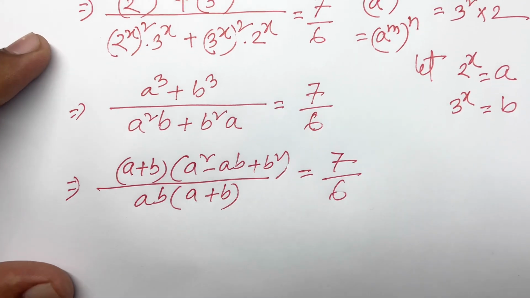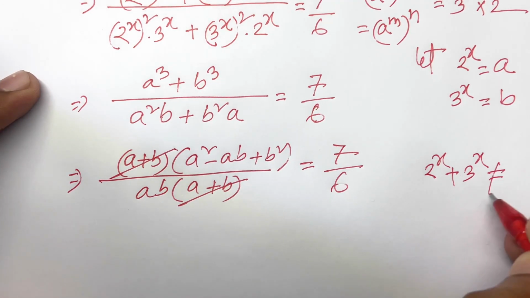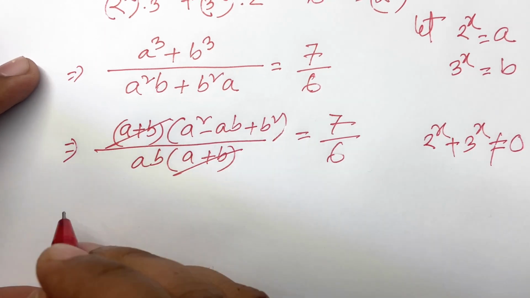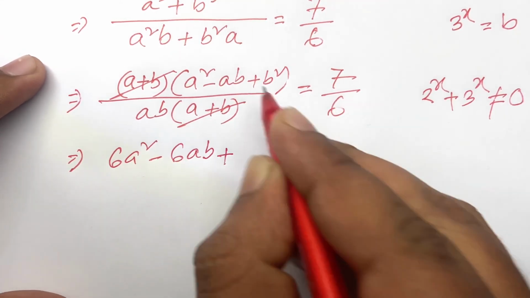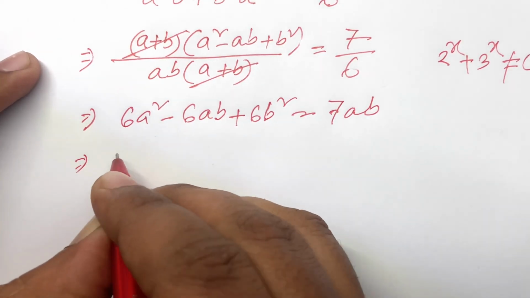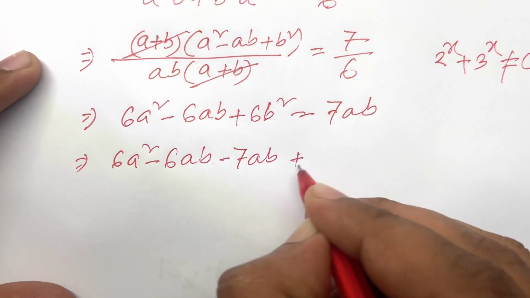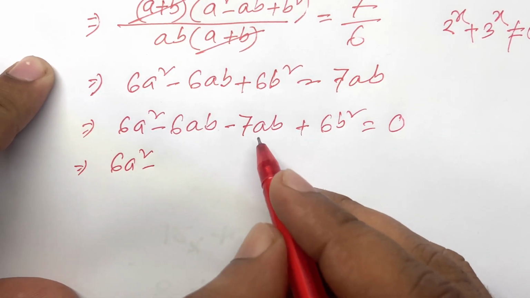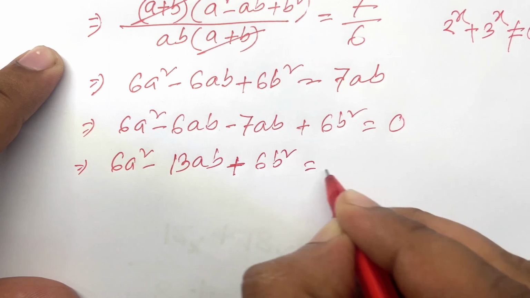Now here a plus b is cancelled, because 2^x plus 3^x is not equal to 0. Now I can say 6 times (a^2 minus ab plus b^2) equals 7 times ab, so 6a^2 minus 6ab plus 6b^2 equals 7ab. Now 6a^2 minus 6ab minus 7ab plus 6b^2 equals 0. Now we know that 6a^2 minus 13ab plus 6b^2 equals 0.